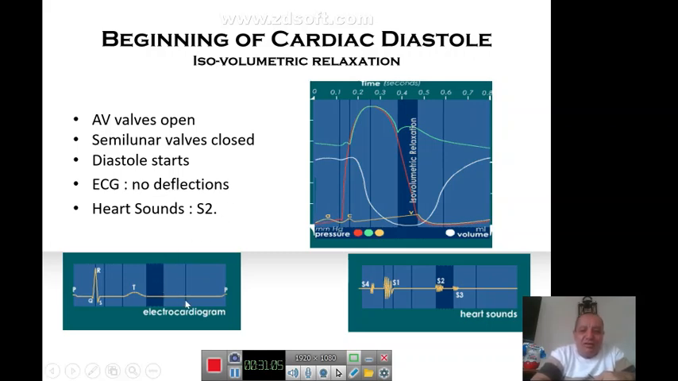Because we are talking about the slow ejection phase, and the heart sound is the second heart sound, which we can hear normally.